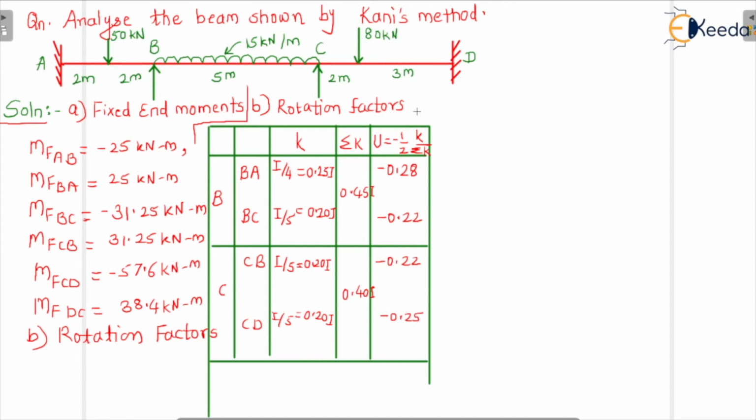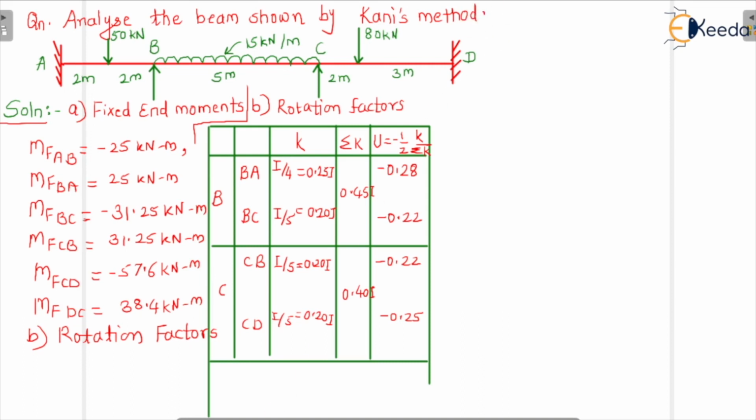Now we have to use Kani's method. What we are going to do is draw boxes over here, in the place of these supports. I am just drawing it here only. Beside this, I am erasing some part of the beam so that I get to draw.